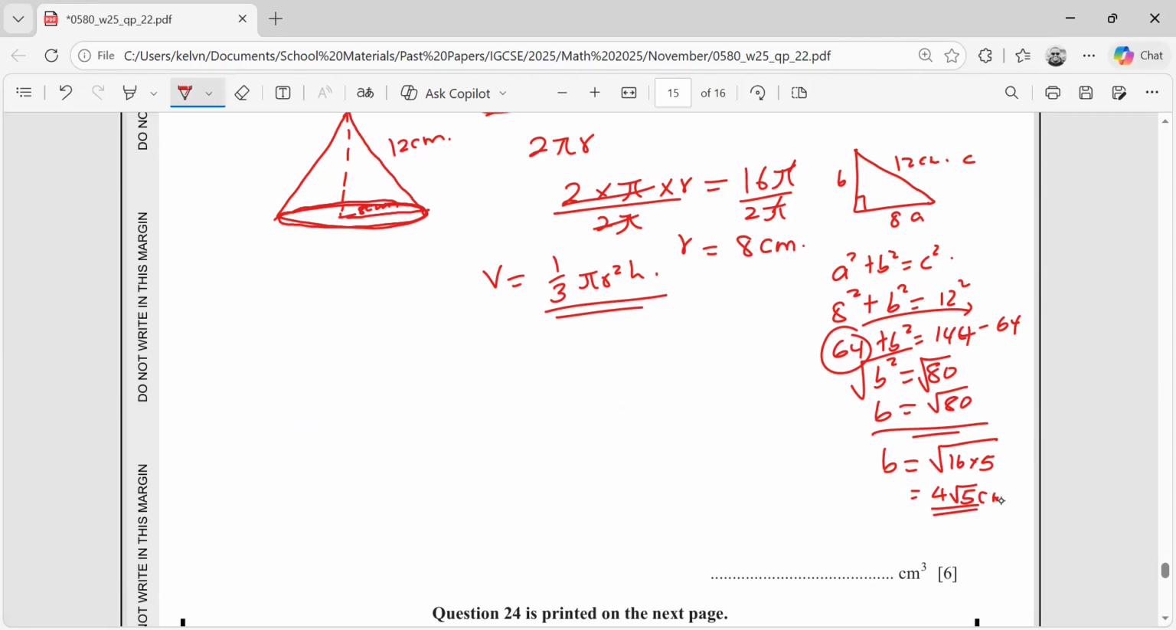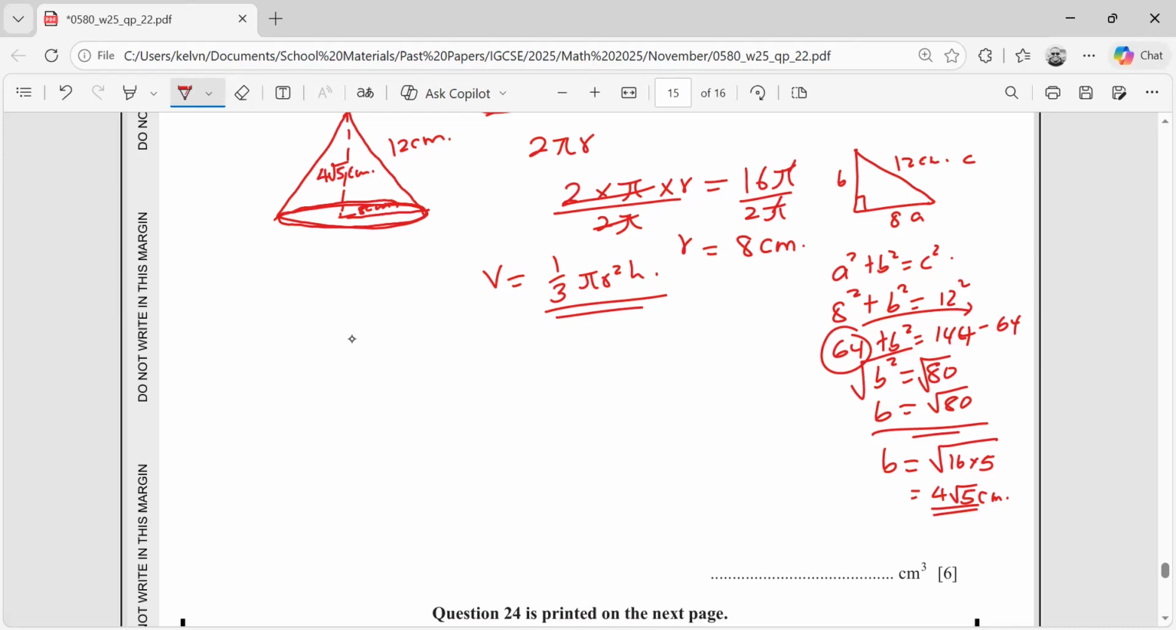So that's the height. Up to this point, you have some marks, by the way. And make sure your work is neater than mine, because mine is not very neat. Okay, so that's the height. Now we have everything we need to calculate the volume of this cone.